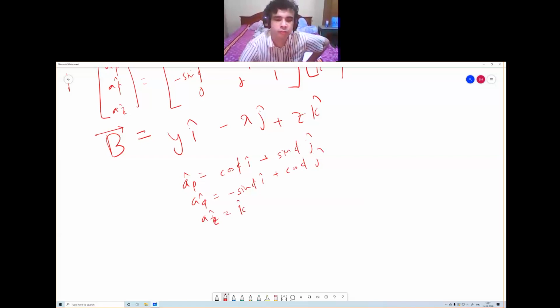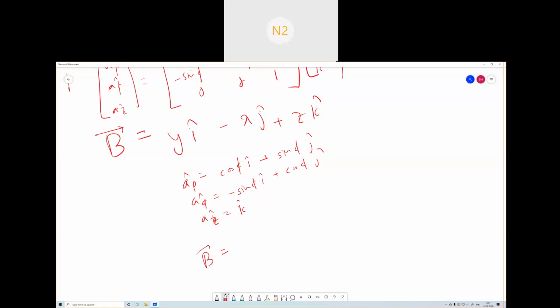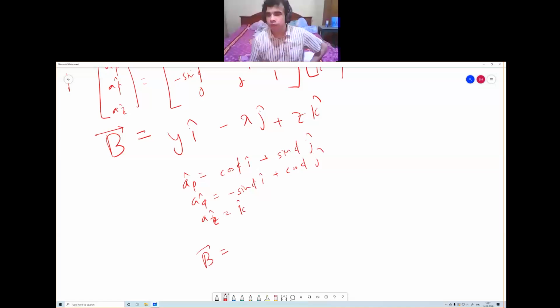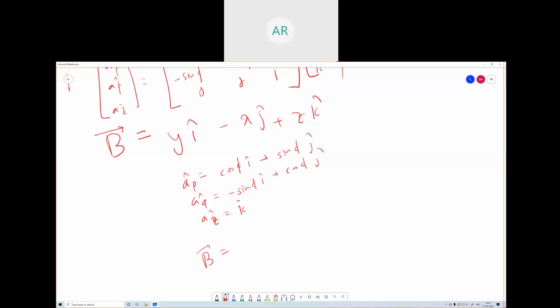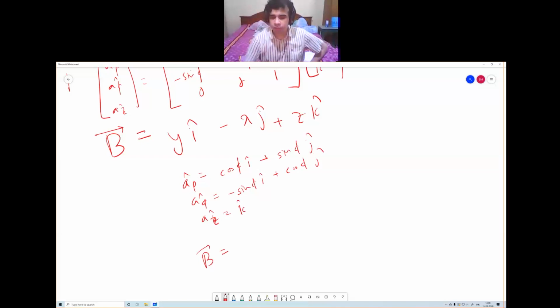If I have a vector b, okay, b has an i component, j component, and k component. How do I find the i component of b? If I have a 3D vector b with i, j and k components, how do I find the i component of b? We multiply this by i, we get the i component, the other components are 0.